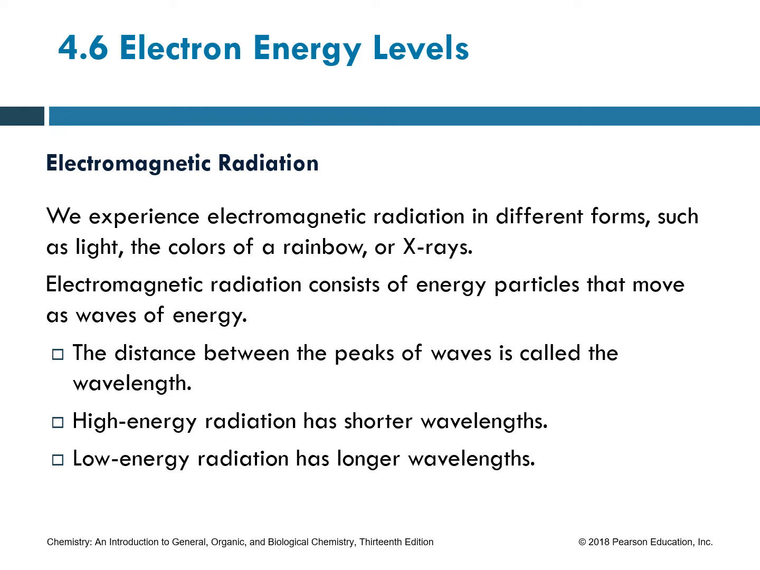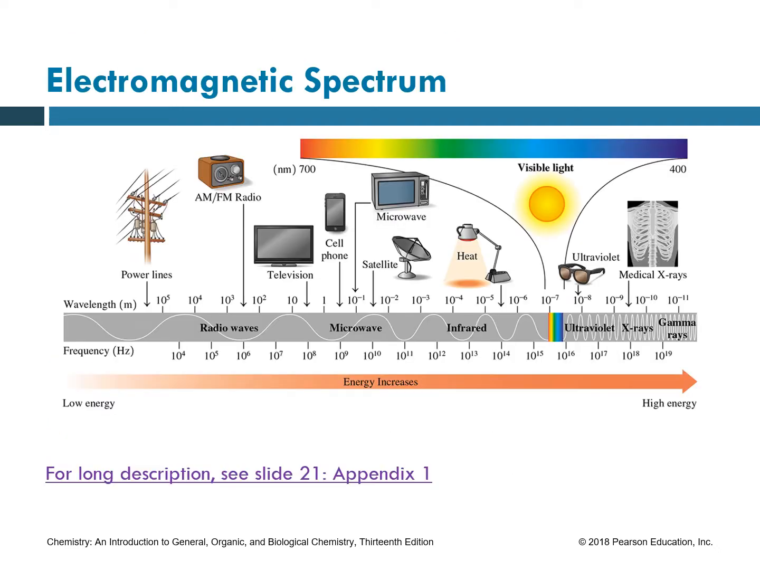Everything that we use, starting with visible light that we see, X-rays, microwaves, radio waves, all of those are basically part of electromagnetic radiation. This is the entire wavelength spectrum of electromagnetic radiation. So this is called the electromagnetic spectrum.